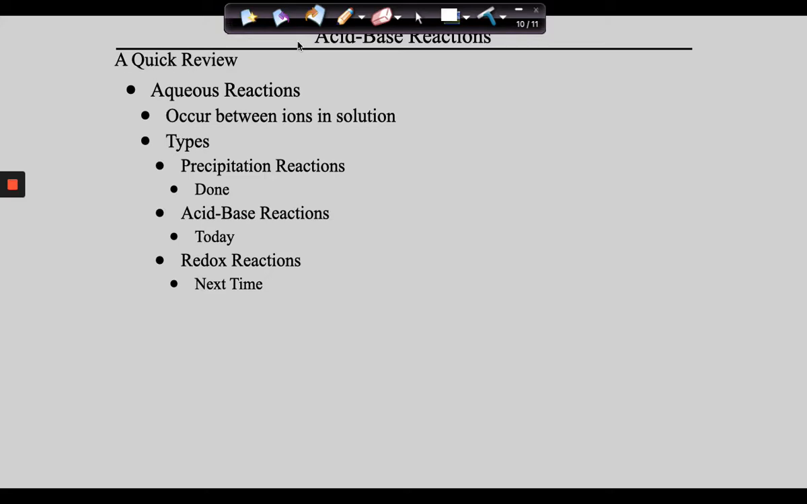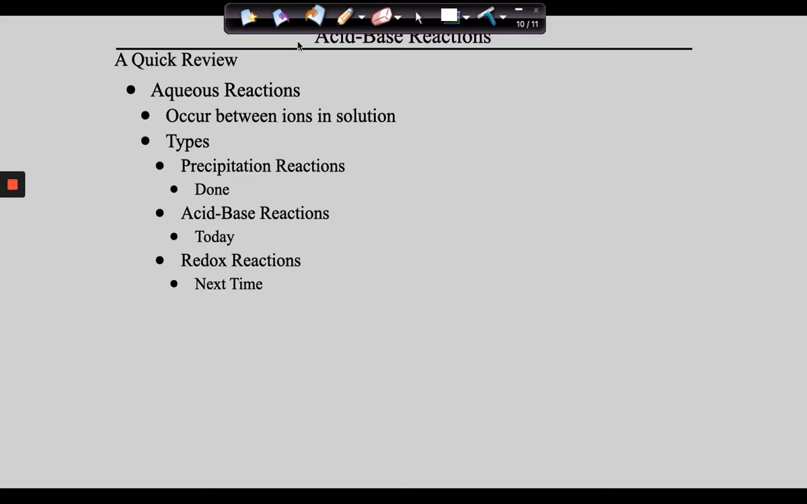As we've done this, last time we talked about precipitation reactions. Today we're going to talk about acid-base reactions. Tuesday, when I see you next, we're going to go over redox chemistry. Then when I see you on Thursday, we are going to wrap up the unit by talking about titrations. And then, guys, following that, the next Tuesday, because there's no school Monday, that's when your test is going to be.